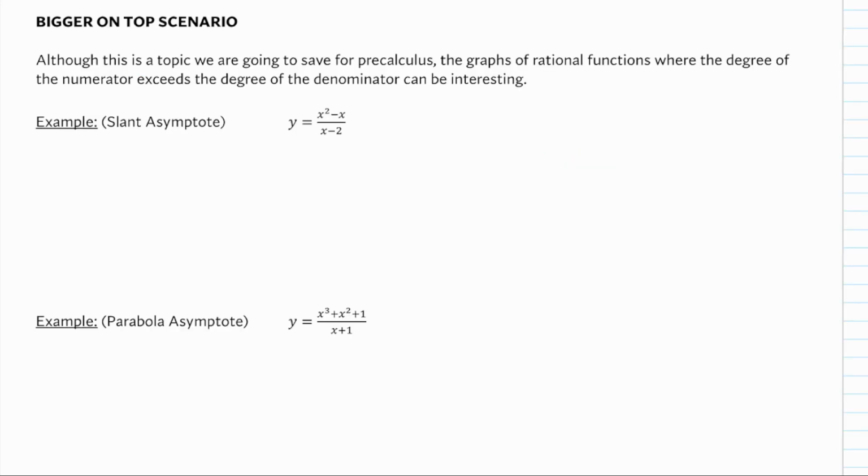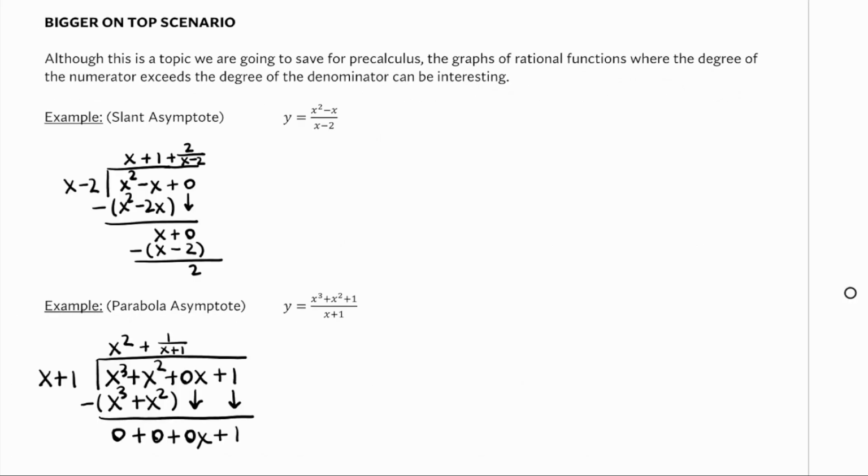All right, now I'm going to wrap up today's discussion with the bigger on top scenario. And this is a topic that we're really going to dive into next year in pre-calculus, but I want to kind of show you what's going on with these. So if I do polynomial long division on both of these rational functions, we could rewrite these functions as x plus 1 plus 2 over x minus 2, or x squared plus 1 over x plus 1.